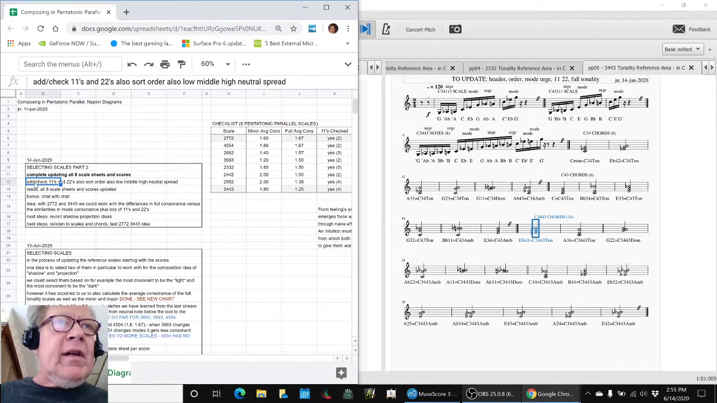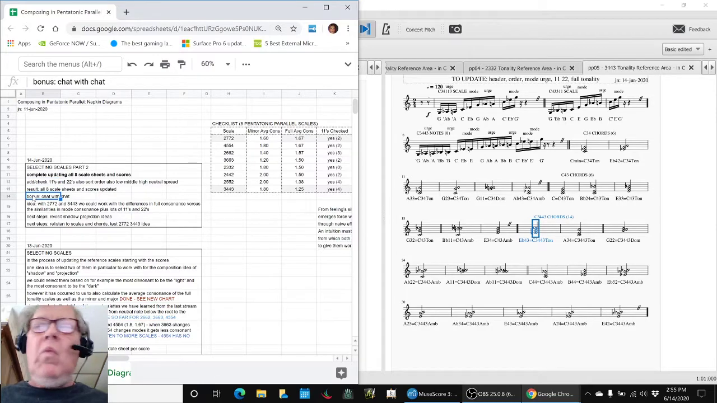In doing that, we checked and added the 1-1 and 2-2 chords. We checked the chord order and what we call the low, middle, high spread. So everything's updated. We also had a wonderful chat with chat, especially real one. Thank you so much for your questions and interest and suggestions. And then we had check-ins from Music Man McNutt and Fez Rex.